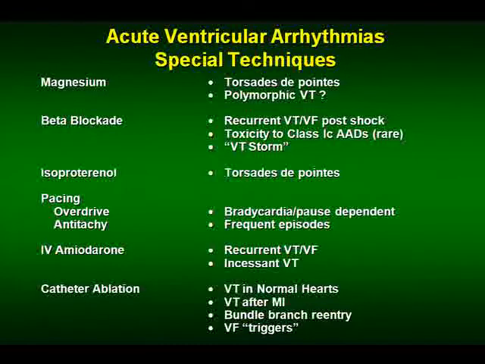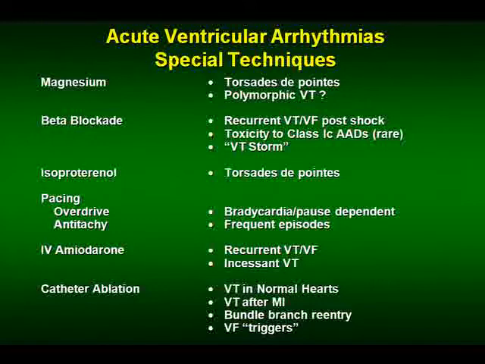Toxicity to class 1 antiarrhythmic drugs, fortunately we don't see that anymore. VT storm, the patient who comes in and has 5, 6, 8 episodes of VT in a day. Beta blockers are both useful primarily and useful as adjuncts, so always think about beta blockers. Torsade, if you have bradycardia-dependent arrhythmias, you can speed up the rate with isoproterenol. Pacing, if you have bradycardia-dependent forms. We also use anti-tachycardia pacing. That's hard to establish unless you know what you're doing, but so many people have devices in that it's sometimes frequently helpful.